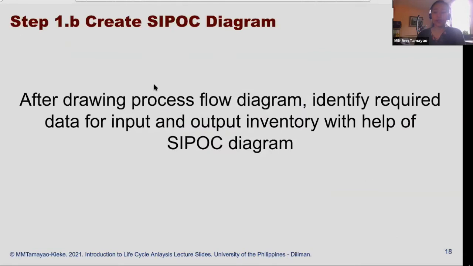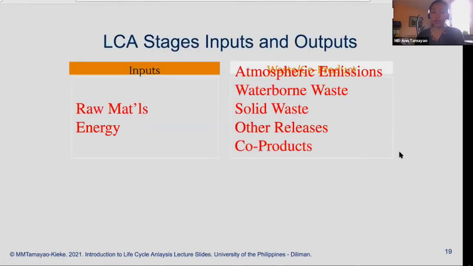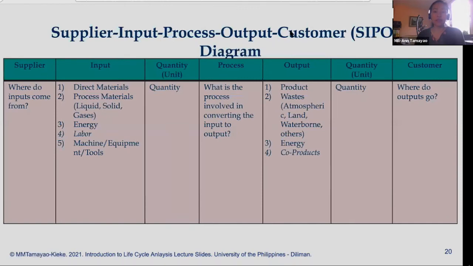And after knowing the flow of the unit processes, you can now clearly map out the inputs and outputs for each unit process. Okay, so the inputs and outputs could include, the inputs could include raw materials and energy. For outputs, you have waste or co-products. So you have atmospheric emissions, waterborne waste, solid waste, other releases, and co-products. And recall, this is the supplier input, process, output, customer diagram.